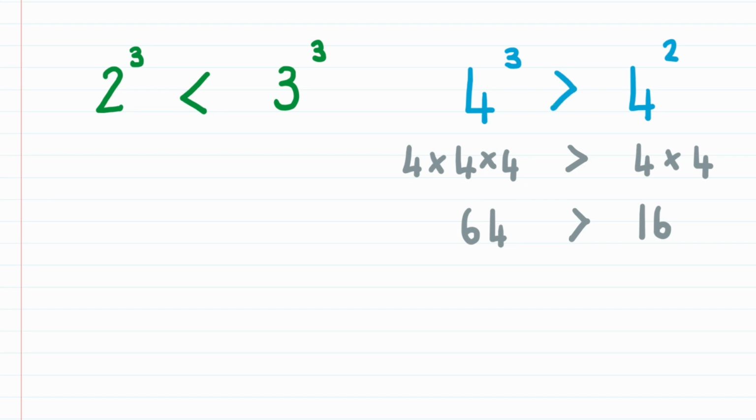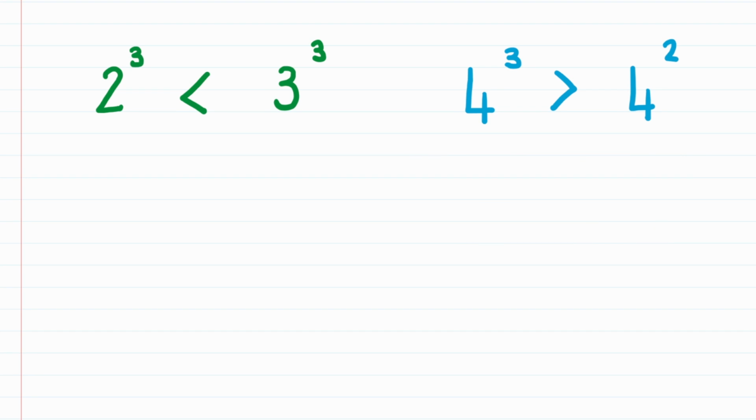Do you know that there's actually a trick to comparing these exponents without needing to go through all this working out? Well, take a look. In the first comparison, the exponents are the same, but the bases are different. But in the second comparison, the bases are the same, and the exponents are different. Well, in the first example, the bigger base ended up being the bigger answer, and in the second example, the bigger exponent was the bigger answer.